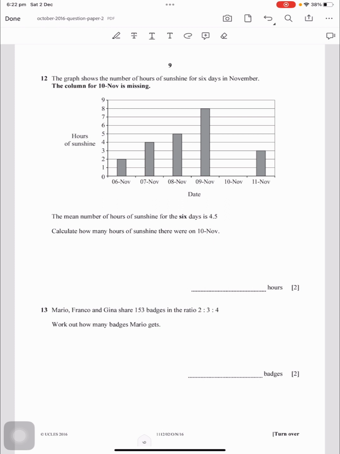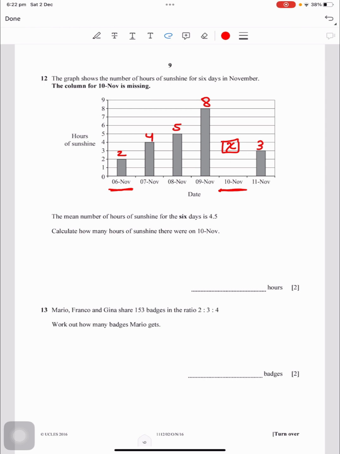Okay, so for this, what we're going to be doing is first, as you can see over here, on 6th November, it is 2, the hours of sunshine. Here it is 4. Here it is 5. Here it is 8. Here it is 3. So now we need to find 10 November. So here we can just write X actually. We can write X here. So this is X. Next, we need to calculate how many hours.